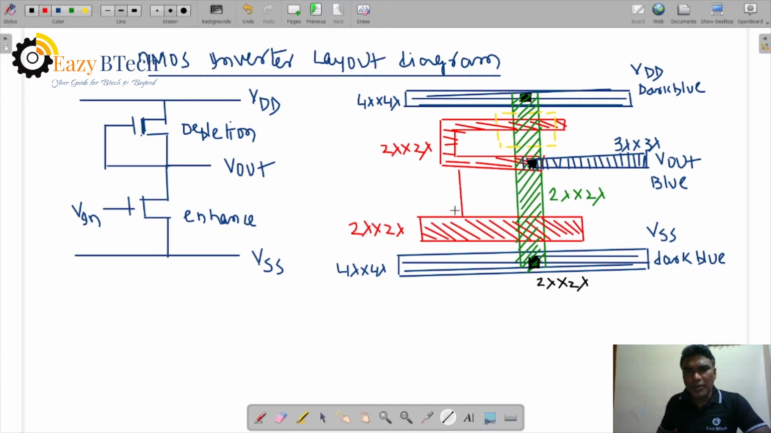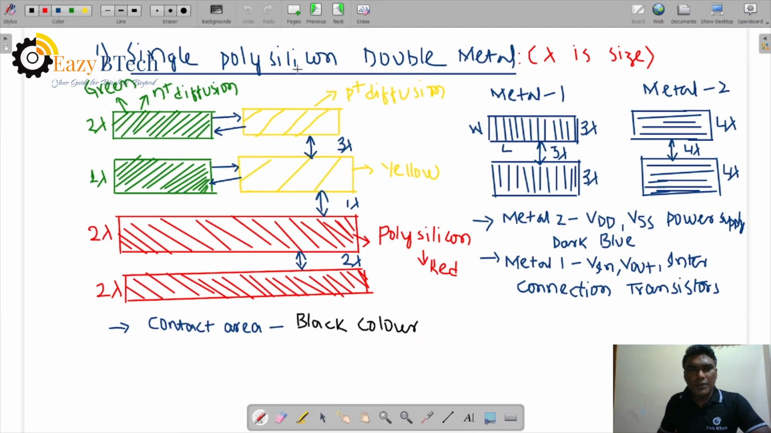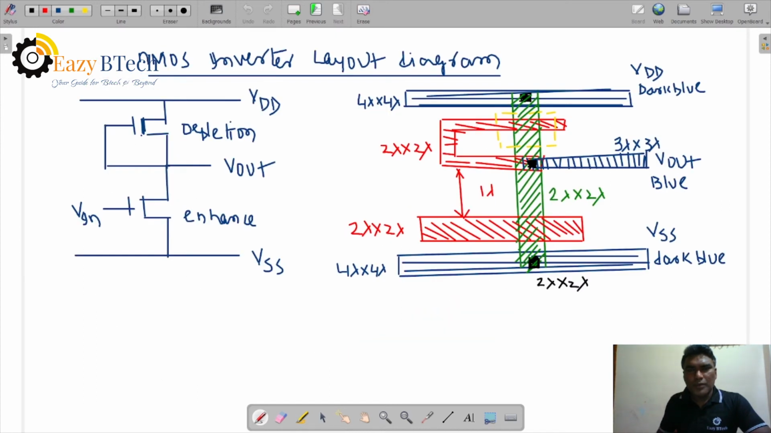So polysilicon to polysilicon separation: from depletion to enhancement we should maintain a minimum of 1 lambda separation, as we are seeing. For the first one, polysilicon to polysilicon is a 2 lambda separation. Minimum is 2 lambda separation, right?